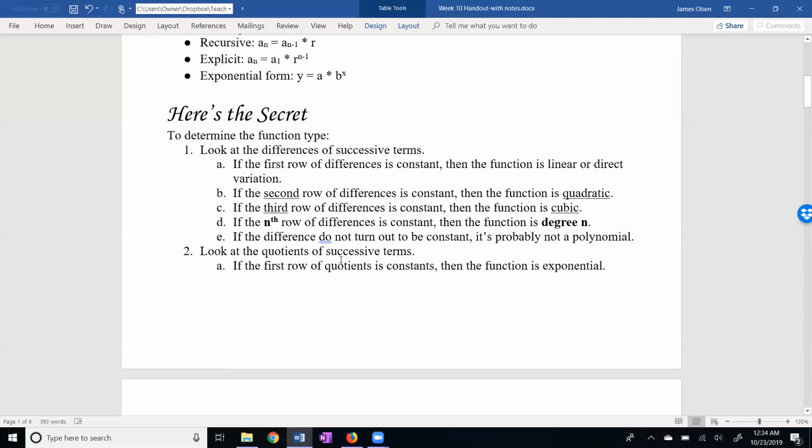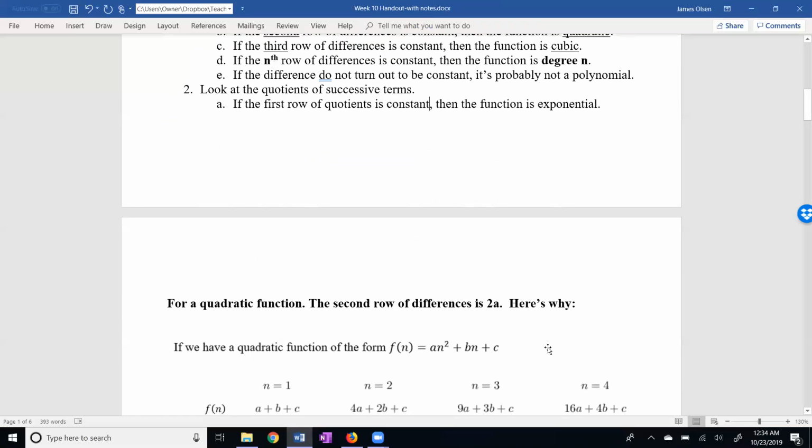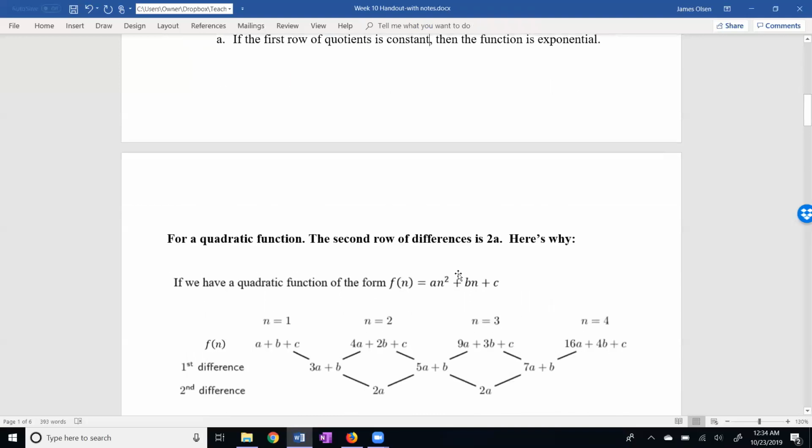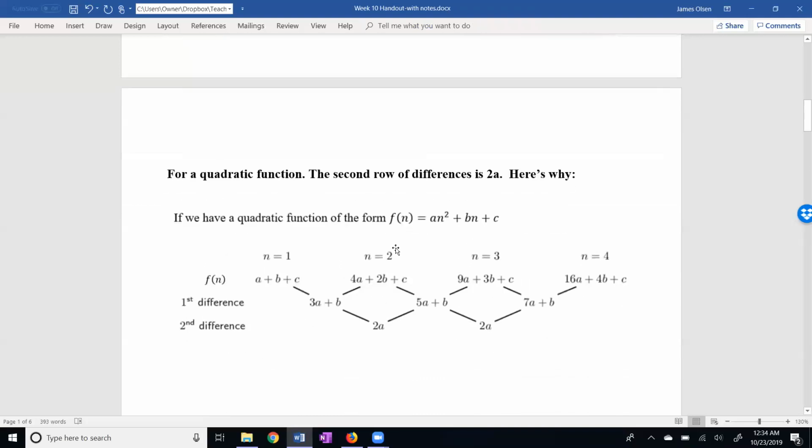So you look at the quotients. And if the first row of quotients is constant, then the function is exponential. So let's look at some examples. Well, I guess before we do the examples, we need to make this observation.